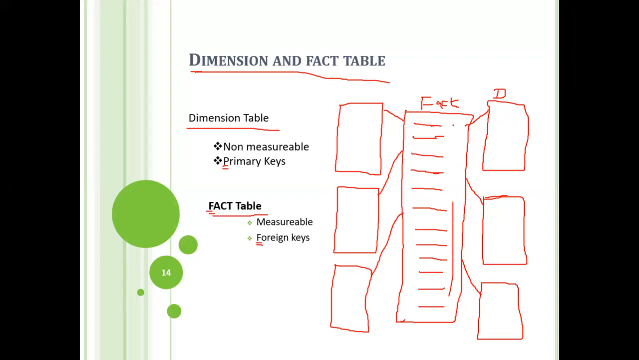So what is the foreign key? These are all the foreign keys. Then measurable values. These are all the measurable values, right? So measures will be having it. Non-measurable attributes and primary key. So what is primary key? I will tell you now. So this is the data model we will create.